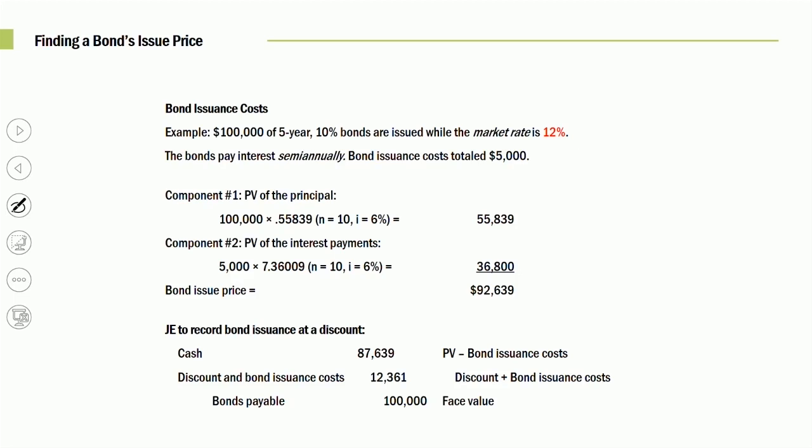So looking at your balance sheet, we took in cash of $87,639. Face value, $100,000. Initial carrying value, $87,639. So my bond issue costs and my discount, $12,361. As we amortize that, what happens to the carrying value of my debt? It's pulled up towards par over time, and we're good to go.